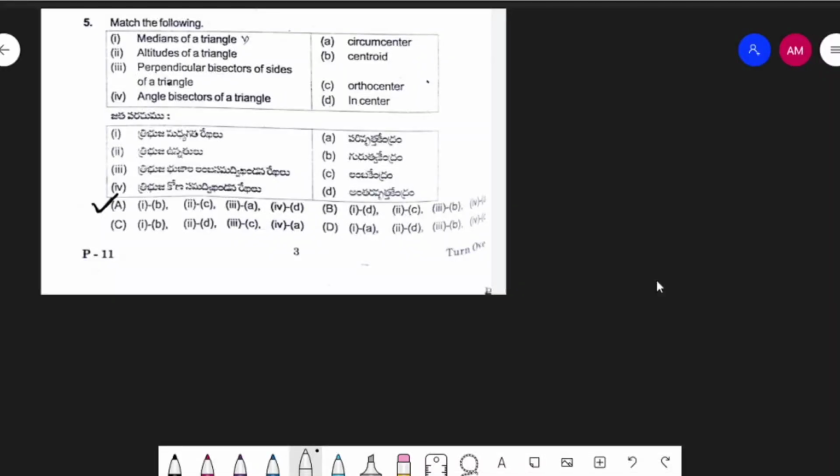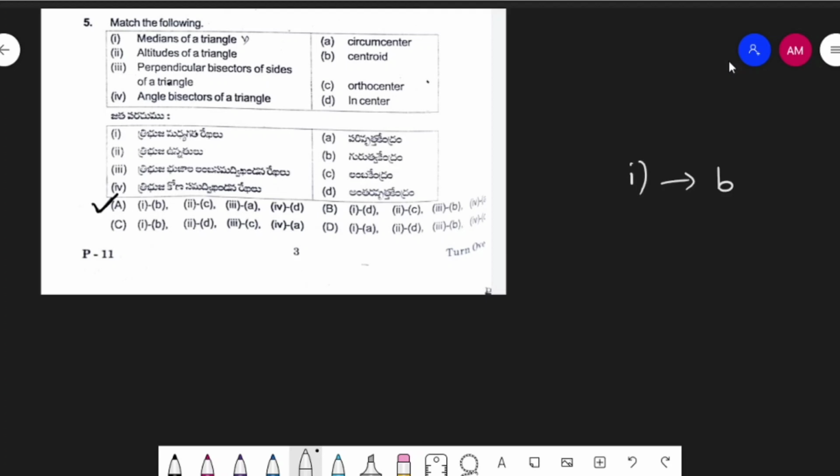Let us move to the fifth problem. Match the following. Medians of triangles. In the left hand side we have given medians of triangles, altitudes, perpendicular bisectors, angular bisectors. In the right hand side they gave circumcenter, centroid, orthocenter, incenter. That means we have to find the point of concurrence of medians, altitudes, perpendicular bisectors and angular bisectors. So medians of triangle, point of concurrence is centroid. So 1 is mapped to B.